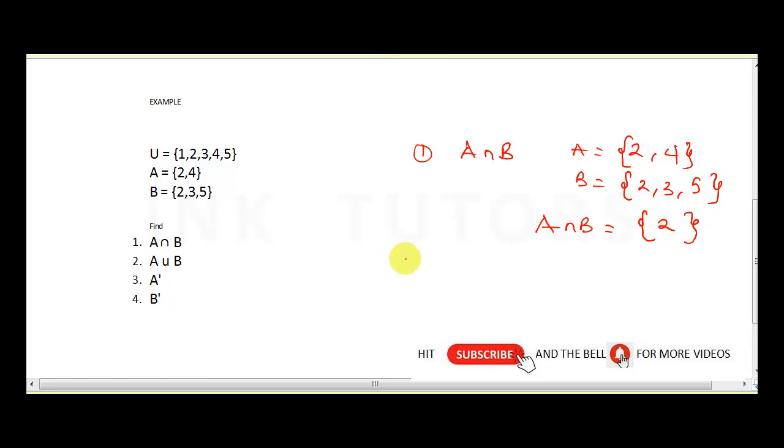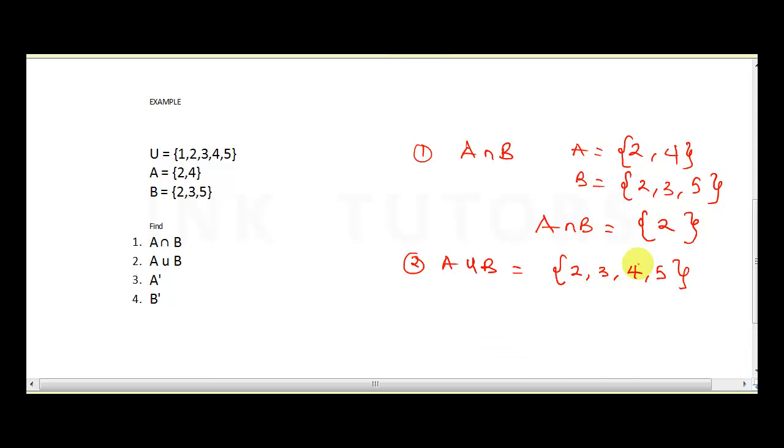Now, question 2 says A union B. Remember, when we look for A union B, we combine. It's like joining. It's like adding up the sets. So it's going to be 2, 3, 4, and 5. Always learn to add them in ascending order so that you don't get yourself confused.